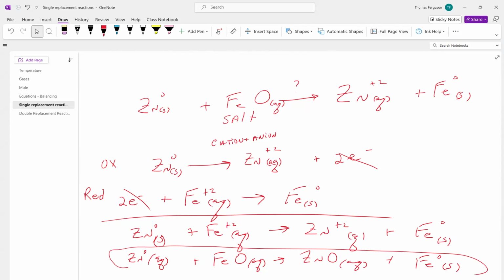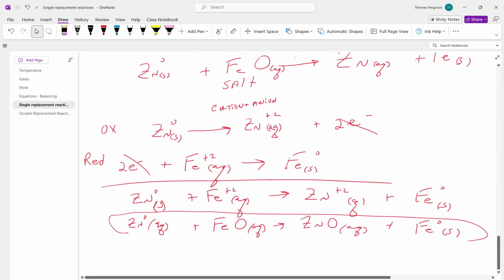So what's the label on top? What makes it aqueous? It's solid on the left side, metal. Aqueous means it's a salt, number 1, and number 2, it's dissolved in water. So just start labeling it from now to the end of the semester. Also, solid, liquid, gas, SLG, as well.